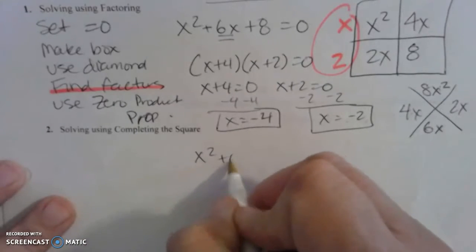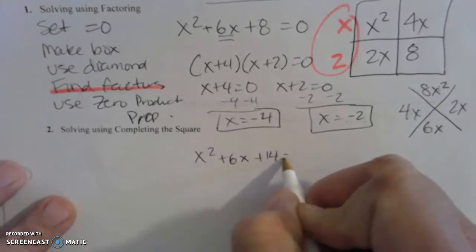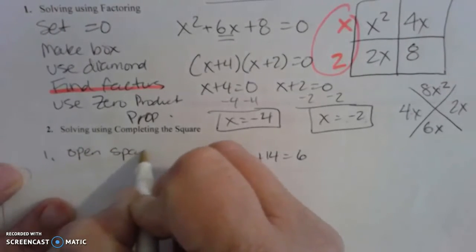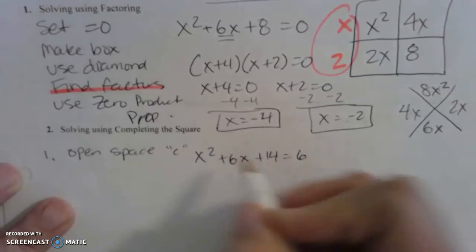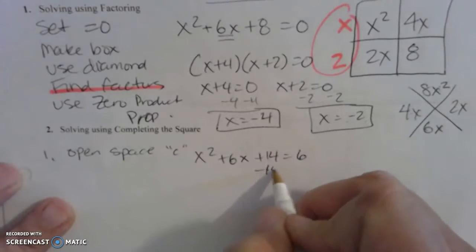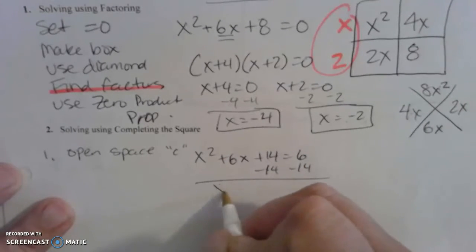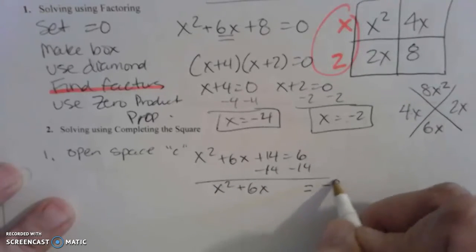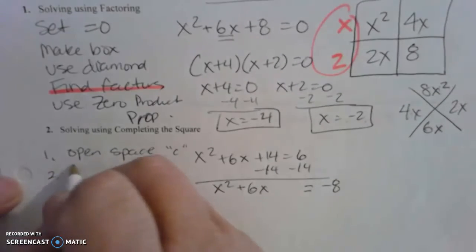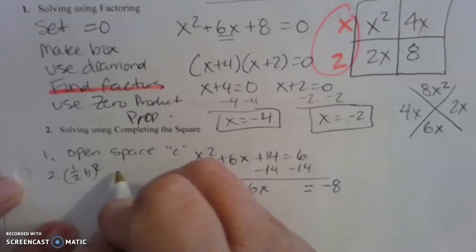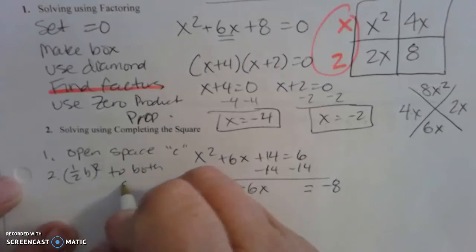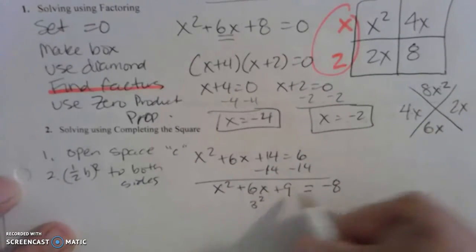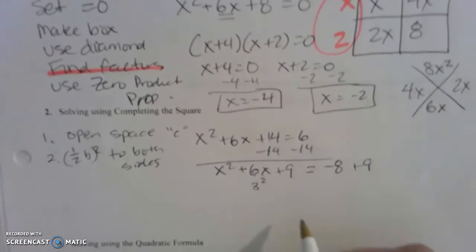Okay, let's solve this exact same problem, completing the square. Okay, we have x squared plus 6x plus 14 equals 6. The first thing is we're going to open up that space, like where the C is, and we're going to subtract the 14 from both sides. You're going to get x squared plus 6x equals negative 8. The second thing, we're going to add half of b squared to both sides. Half of this is 3. 3 squared is 9, so add 9 here, add 9 here.